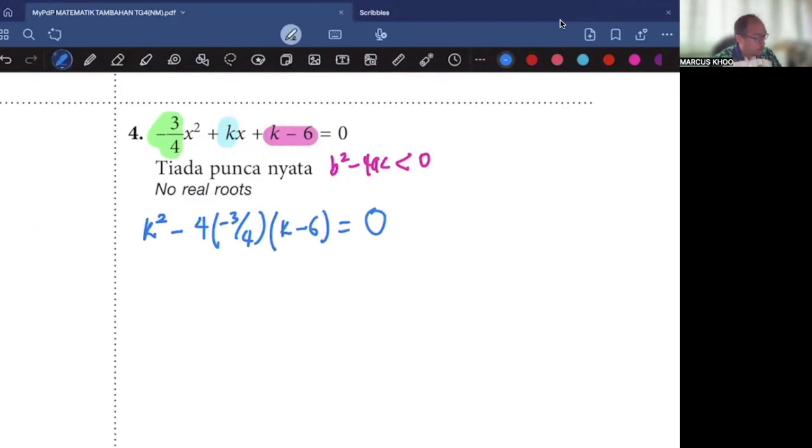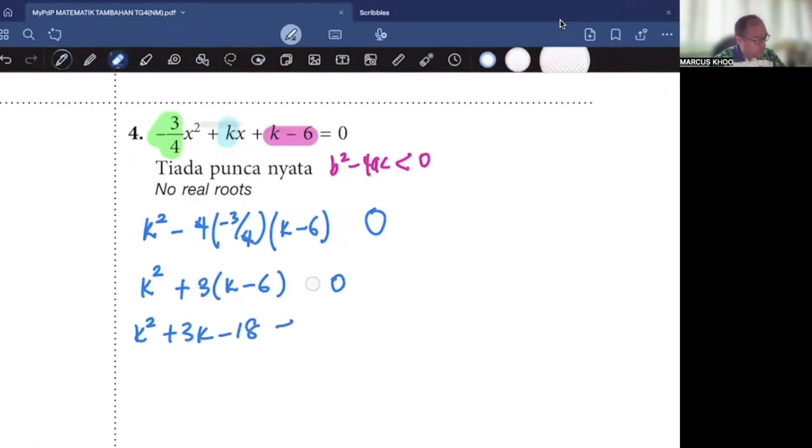Now let's slowly do this. k squared. This one will be cut, so you get plus 3 times (k minus 6). Then you get k squared plus 3k minus 18 is, oh sorry, what did I say, equals 0? Sorry, less than 0. Less than 0. Now this is familiar because it is a quadratic inequality that we want to solve, right? That's from the previous question.